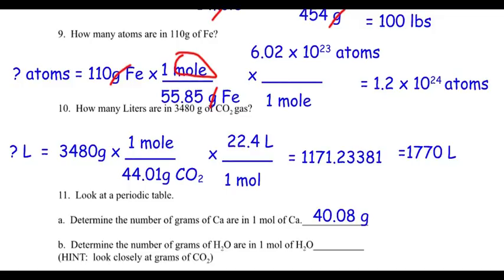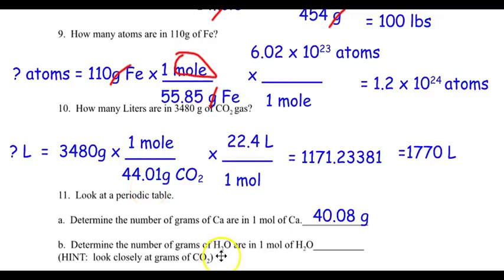Now, what about water? Water is not on the periodic table. So how do I deal with water? And I wrote, hint, look closely at the grams of carbon dioxide. We used that up here. I got 44.01. Where did that come from? Well, what elements made up carbon dioxide? Carbon and 2 oxygens. So 12.01 plus 2 times 16 is 44.01.